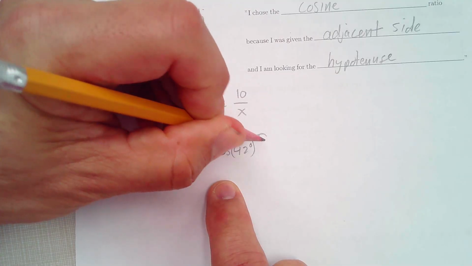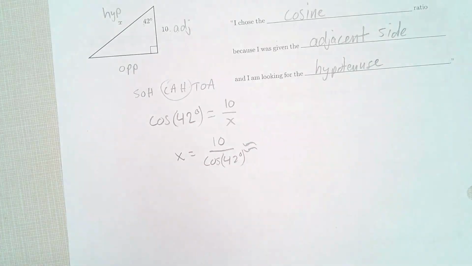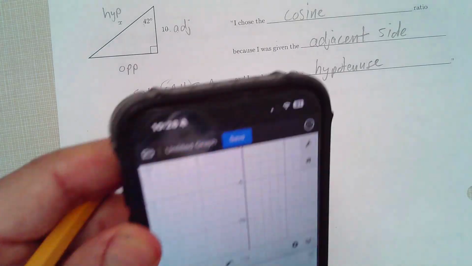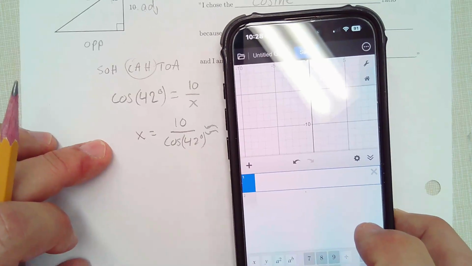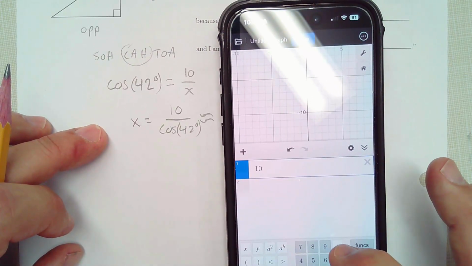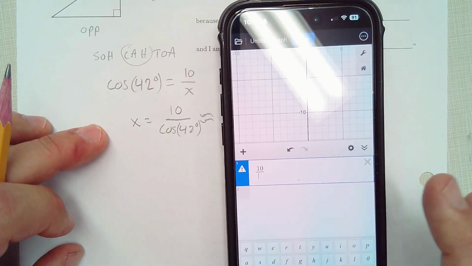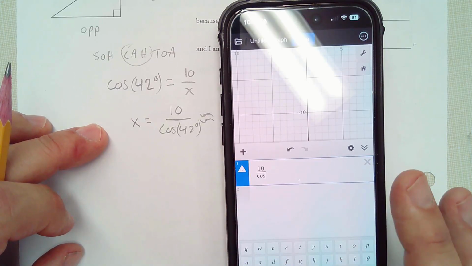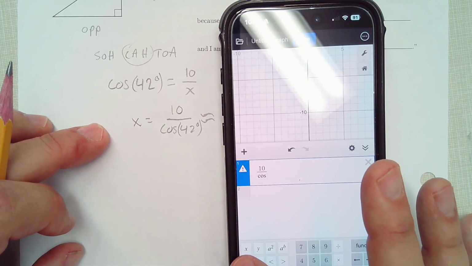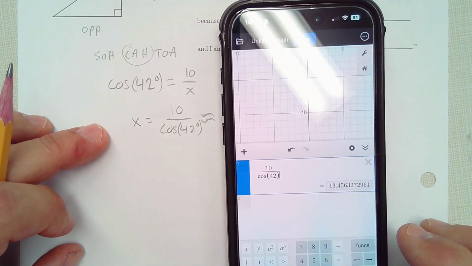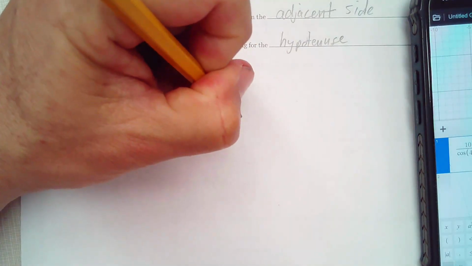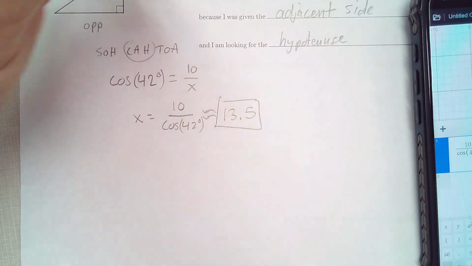I'm going to say that's about. And so on my Desmos calculator, it is 10 divided by the cosine of 42 degrees, making sure I'm in degree mode, so that's about 13.5 rounded. 13.5. And that is it.